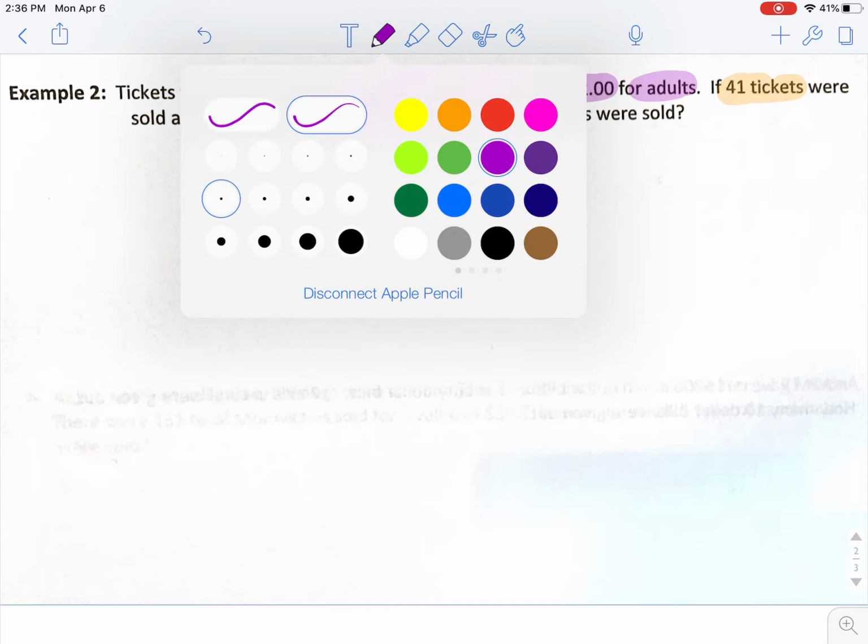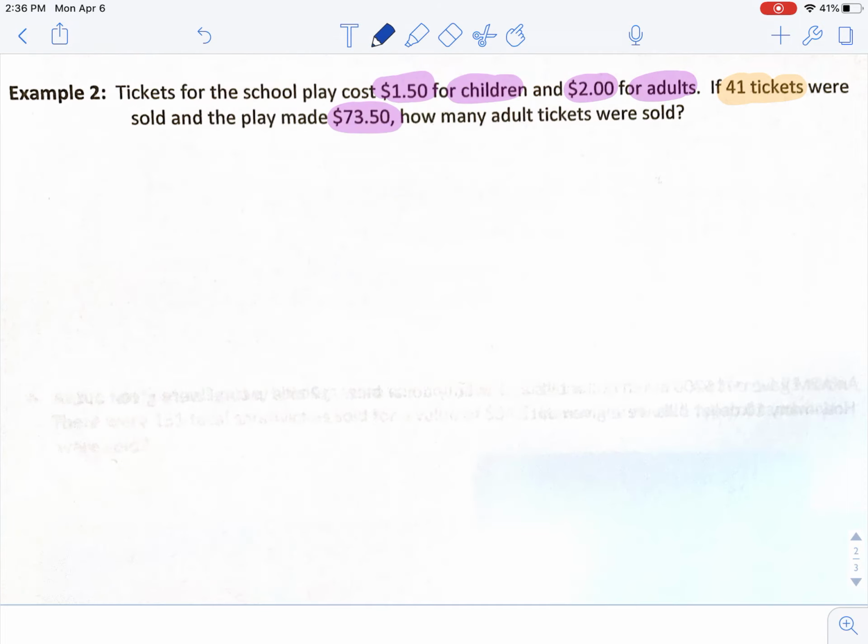All right, so let's start. So my first equation is going to be the number of tickets. Now what do we have? We've got children. I'll call those C, and adults A. So it's the number of children plus the number of adults, I don't know how many yet, that's what I'm trying to figure out, equals 41. Okay, that's the number of things that we're dealing with. Just like in the last one, it was the number of coins. This one's the number of tickets.